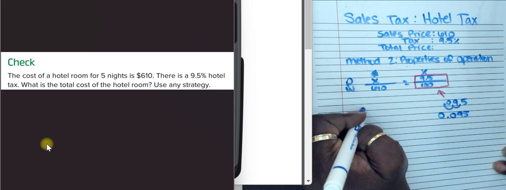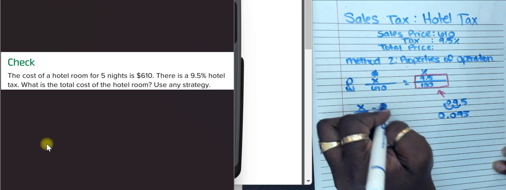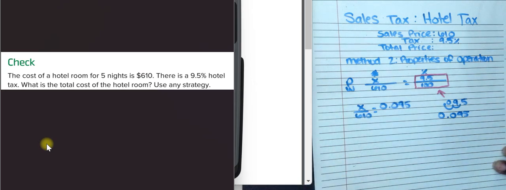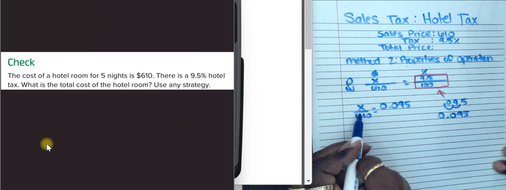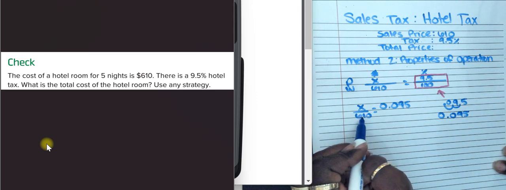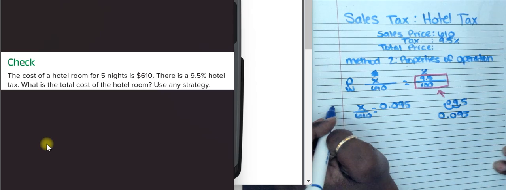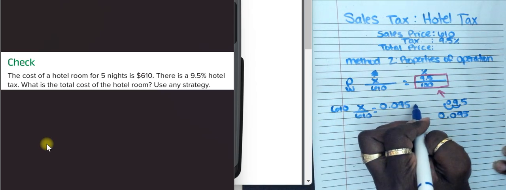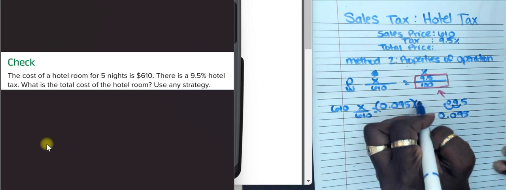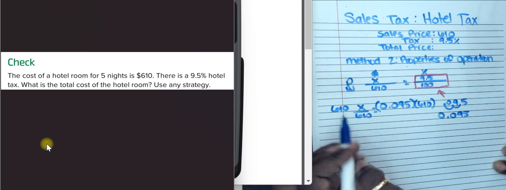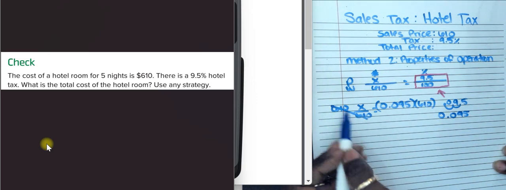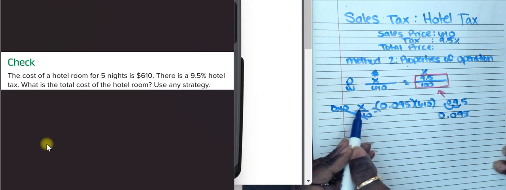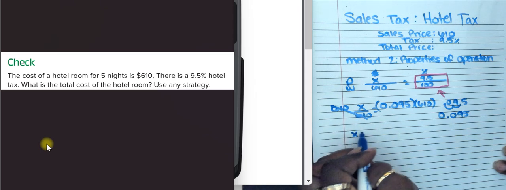So now we're solving for X. So X over 610 is equal to 0.095. Now, I see that X is being divided by 610. So I need to get X isolated. And so I see 610 and I see division. So I need to multiply both sides by 610. All right, so we cross that out. 610 divided by 610 leaves me with 1X. So X is here on the left-hand side.